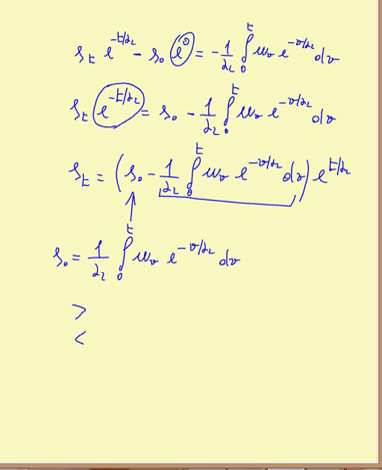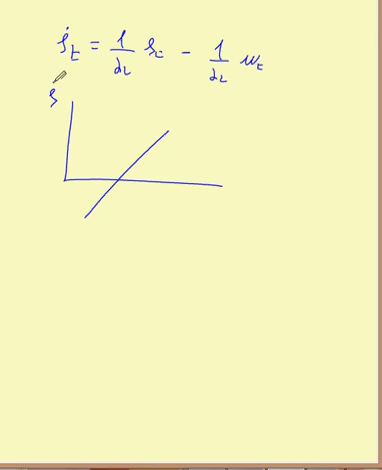But this problem was clear just in the initial differential equation, because the initial differential equation was s dot t equal to 1 over alpha 2 st minus 1 over alpha 2 omega t, and we have this phase diagram. We know this, so we know the instability of the equilibrium solution.